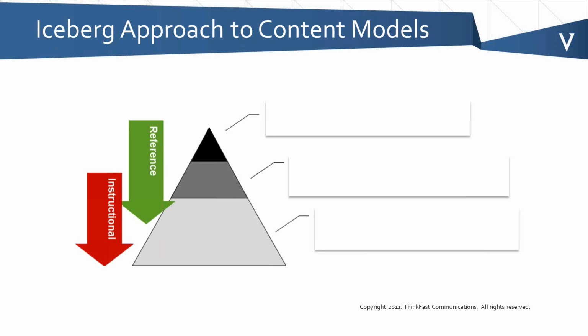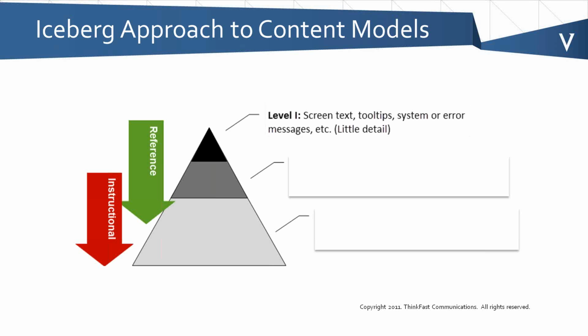When we're designing our content model, we follow this basic model, and just think of it as an iceberg approach, where the tip of the iceberg is more reference material, and as you move down deeper into the iceberg, the breadth and scope of that content becomes broader, more instructional in nature maybe. So at level 1, it may be screen tips or screen text and tool tips or error messages, etc. But the point is it's little detail. So it could even be context-sensitive help that pops up and all it does is describe what's on your screen, but just very little detail.